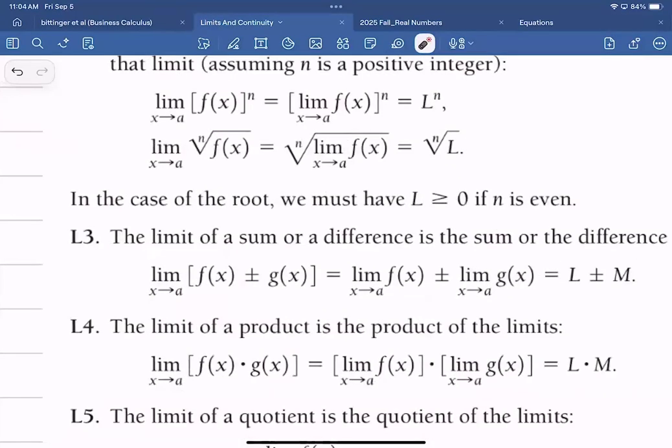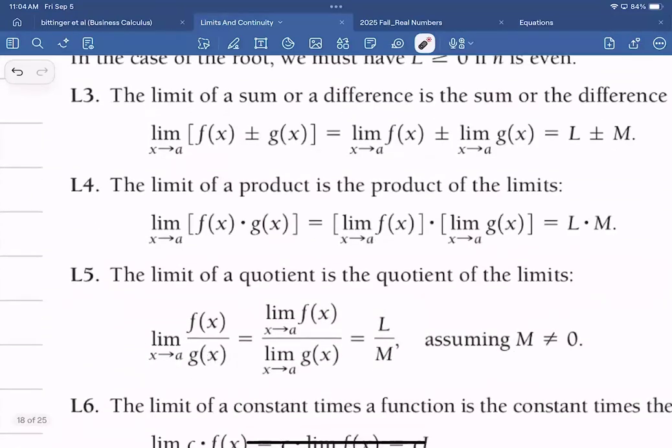Sum and difference, product and quotient ones will also be some properties that are helpful for us as we deal with these. All right, make sure you see basically if we have terms involved, or two functions being added or subtracted from one another, we can break it up to the limit of each one separately. Okay, that just helps make things a little bit nicer.